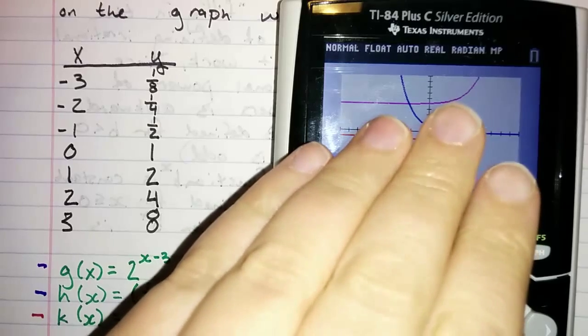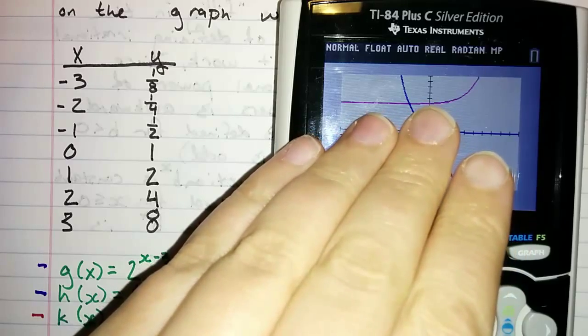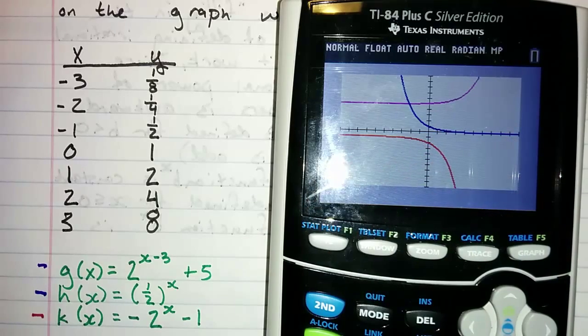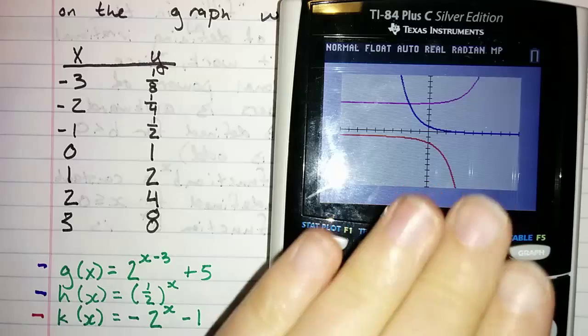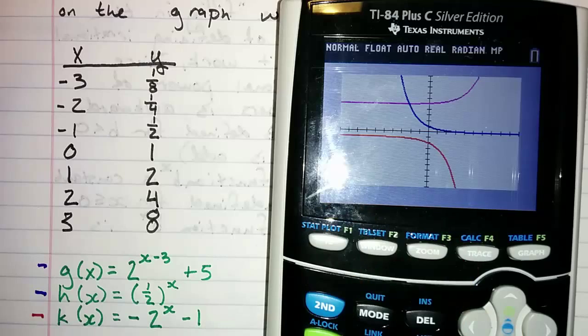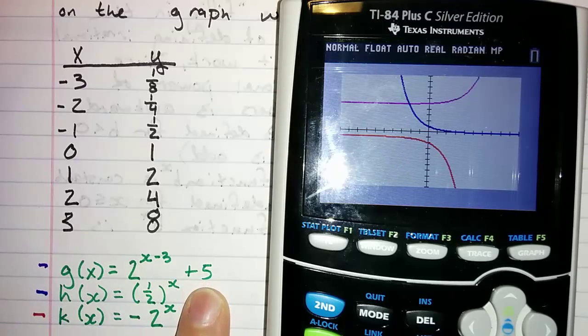We see that the pink one has basically the same shape that 2 to the x did, only moved up and shifted a little bit to the side. We see that the blue one has almost exactly the same shape as 2 to the x did, except flipped over. And we see that the red one looks like 2 to the x, but upside down and maybe moved down a little bit. So shifted upward has to come from this +5, and then a little bit over comes from this -3.